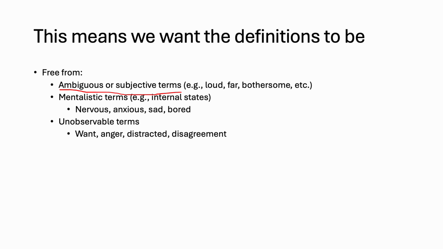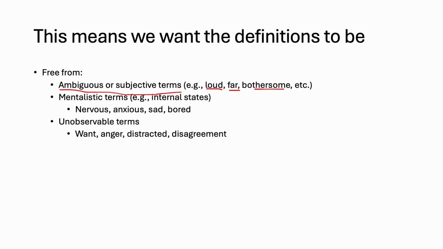That means using terms that can mean different things for different people, and it can be difficult to quantify what they mean. So terms like loud, for example, or far, bothersome, annoying. All of those things will be different depending on who is observing the behavior, who's collecting data on the behavior. What's annoying to one person may not be annoying to another. What is loud to one person may not be loud for another person. And similarly, distance can be far, right? What is far for me will be different from what another person perceives as being far.